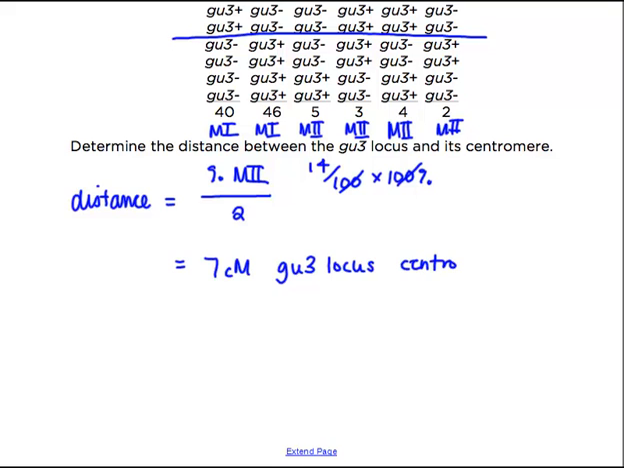So if you want to draw a chromosomal map of this, you could draw the centromere as a circle. Say this is the GU3 locus, and there are 7 centimorgans in between.